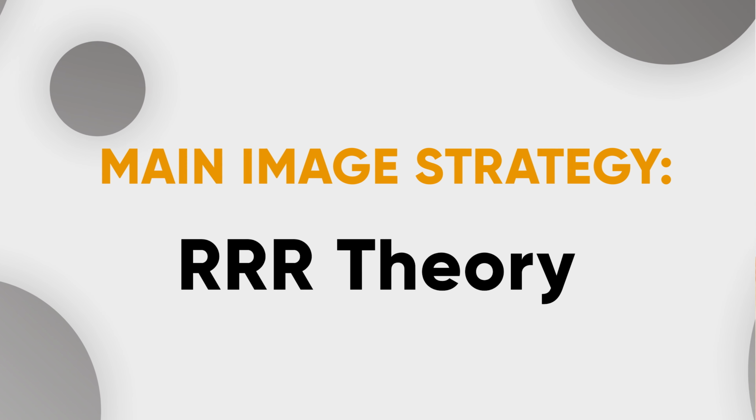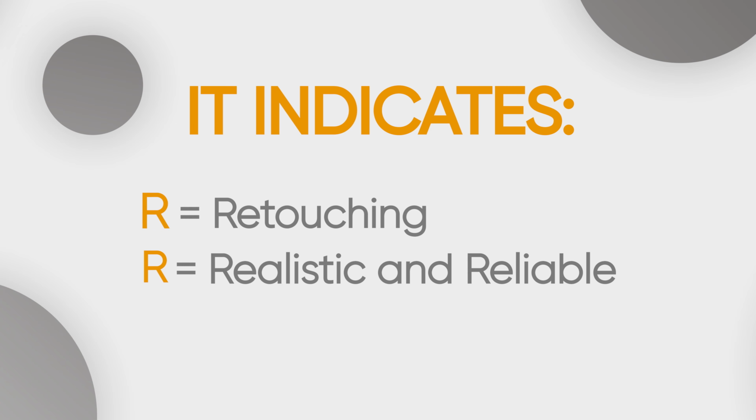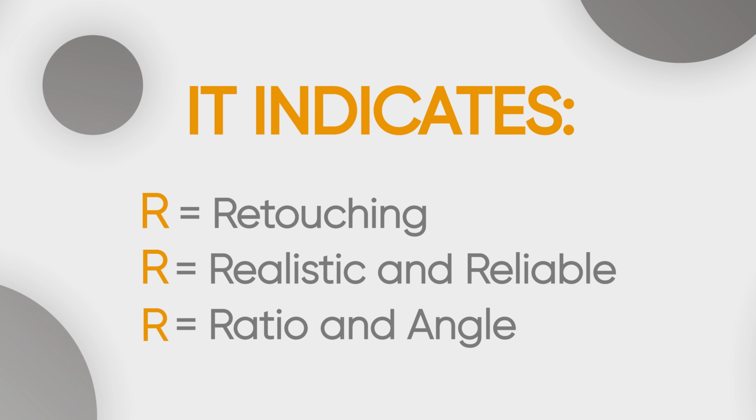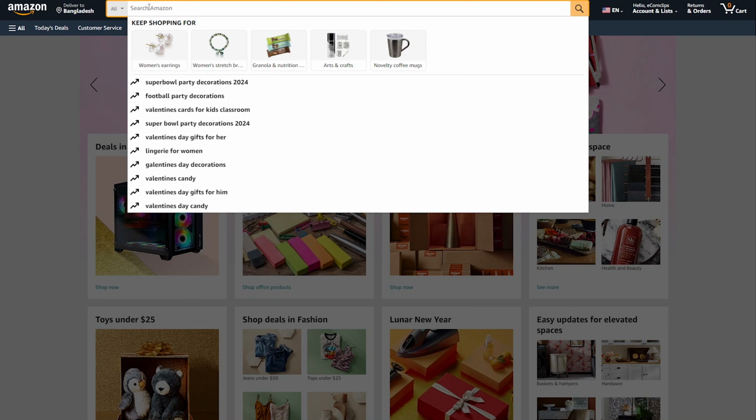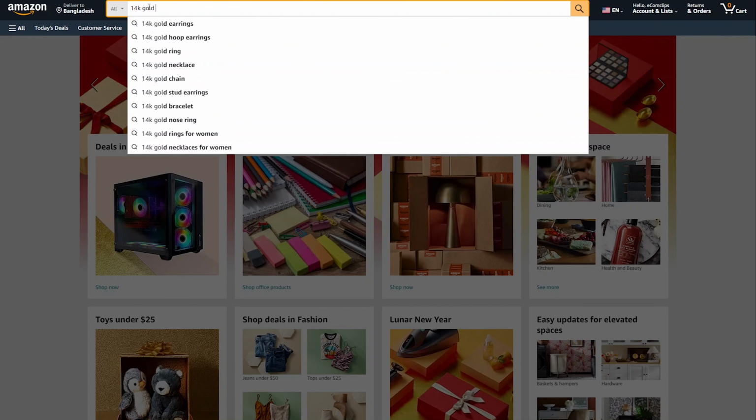Main image strategy, RRR theory. For creating your jewelry's main image, always follow the RRR theory. What does the RRR indicate? It indicates R for retouching, R for realistic and reliable, R for ratio and angle. Let's check out an example to make this clearer.